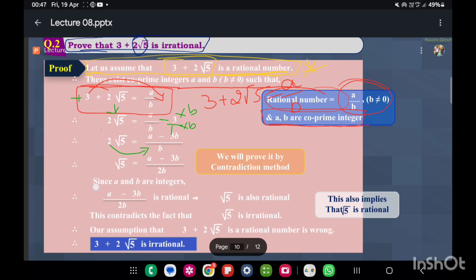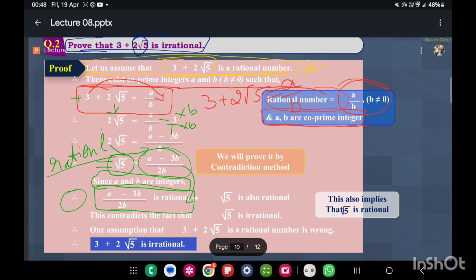Since a and b are integers, a minus 3b is also an integer. So next we take that a minus 3b divided by 2b is rational, because a minus 3b and 2b are integers. Already we know that root 5 is irrational, and we have to think like that. Root 5 equals a minus 3b divided by 2b, so it should also be rational. That is important, so we have taken that.